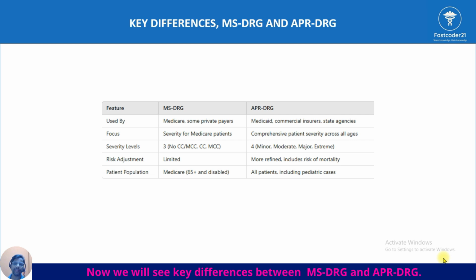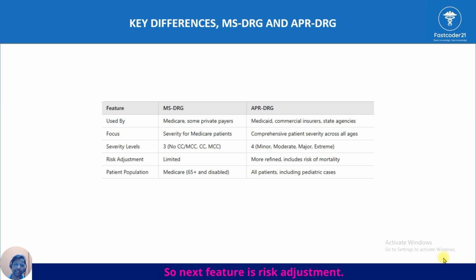Now we will see the key differences between MS-DRG and APR-DRG. The columns are divided based on feature, MS-DRG and APR-DRG. If we take the feature used by: MS-DRG, Medicare and some private payers; APR-DRG, Medicaid, commercial insurance and state agencies. Focus: severity for Medicare patients in MS-DRG, comprehensive patient severity across all ages in APR-DRG. Severity level, as we discussed previously: no CC, MCC, CC, MCC in MS-DRG, and in APR-DRG we have four severity levels: minor, moderate, major and extreme.